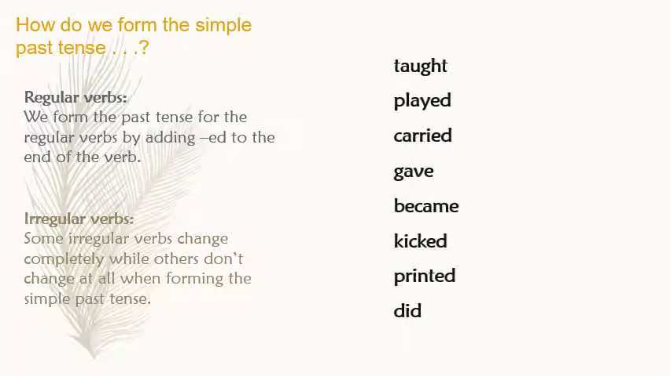Let's have these examples and see which verbs are regular and which are irregular. Taught is irregular. Played has ed at the end, it is regular. Carried is regular. Gave, irregular. Became, irregular. Kicked, regular. Printed, regular. And did, irregular.